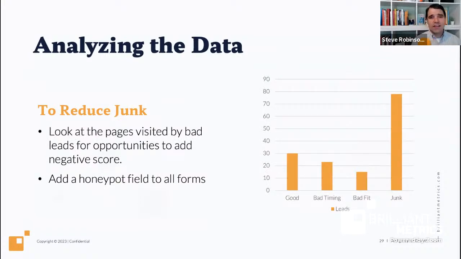And as for junk, not a ton you can do, but a couple of things you can do here. Look at the pages that they visited, and possibly add a negative lead score, or tamp those down on calls to action, similar to what you do for bad fit. That'll cut out some of the students that are filling out forms. The other thing is you might just have a form spam problem, and in that case, our go-to is a honeypot field. The way a honeypot field works is it's a field on the form that you can't see, but it's in the HTML.